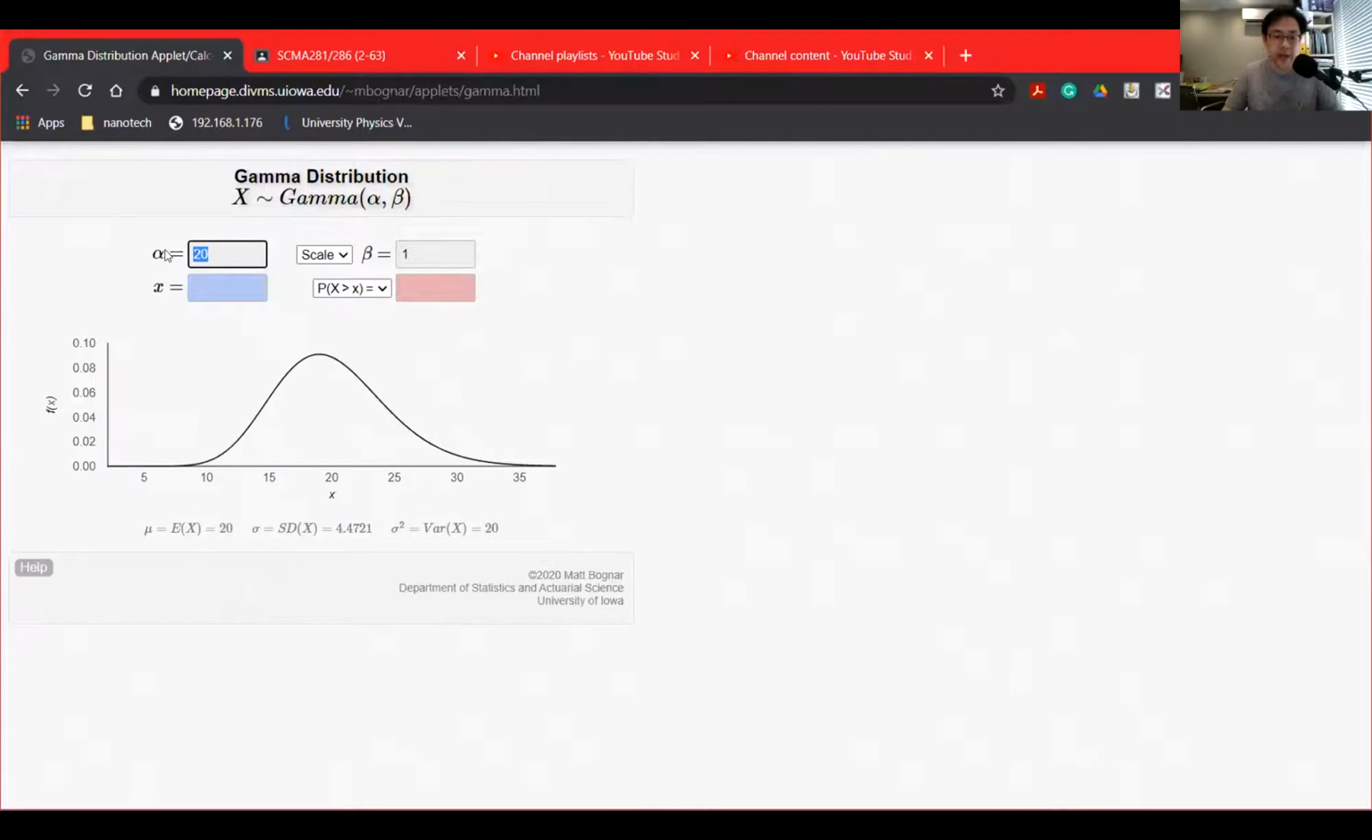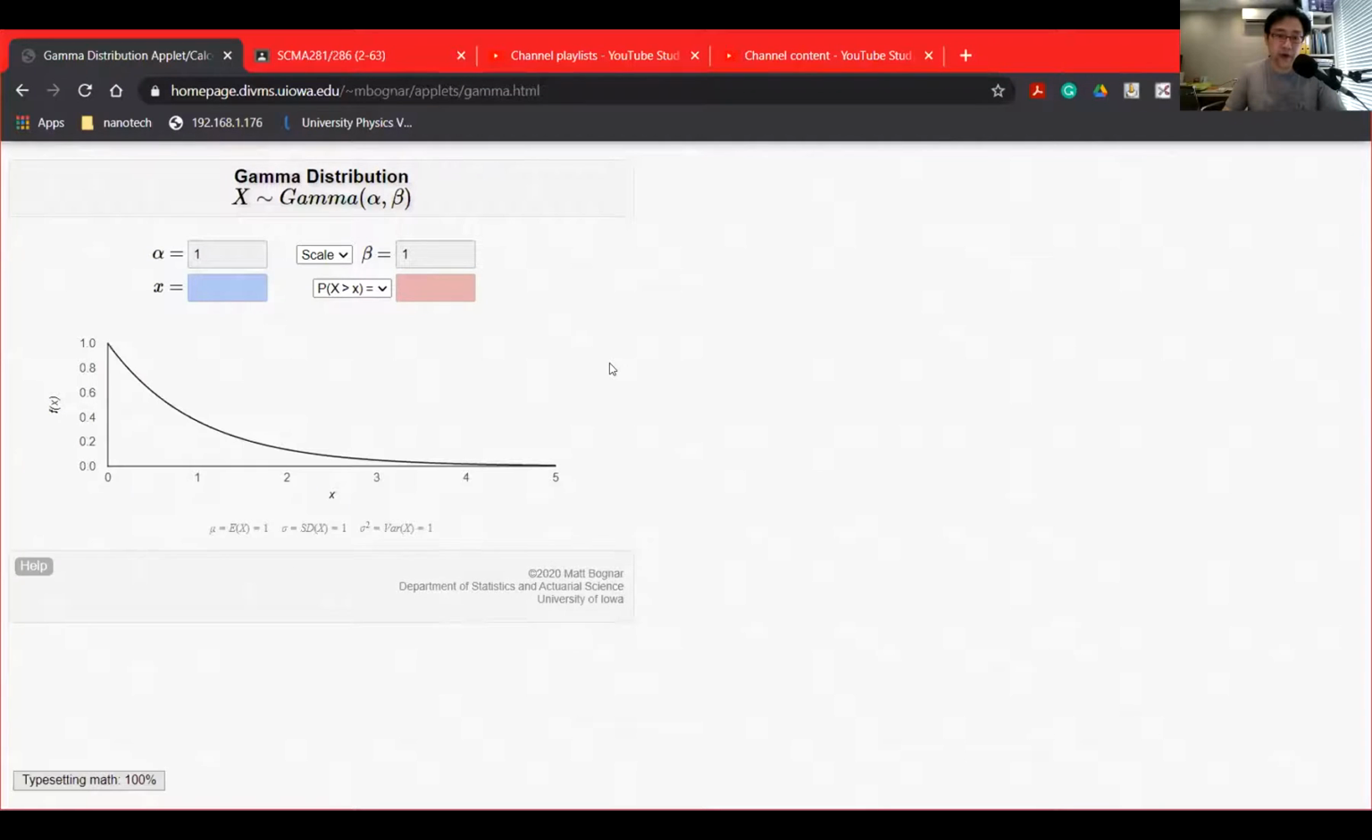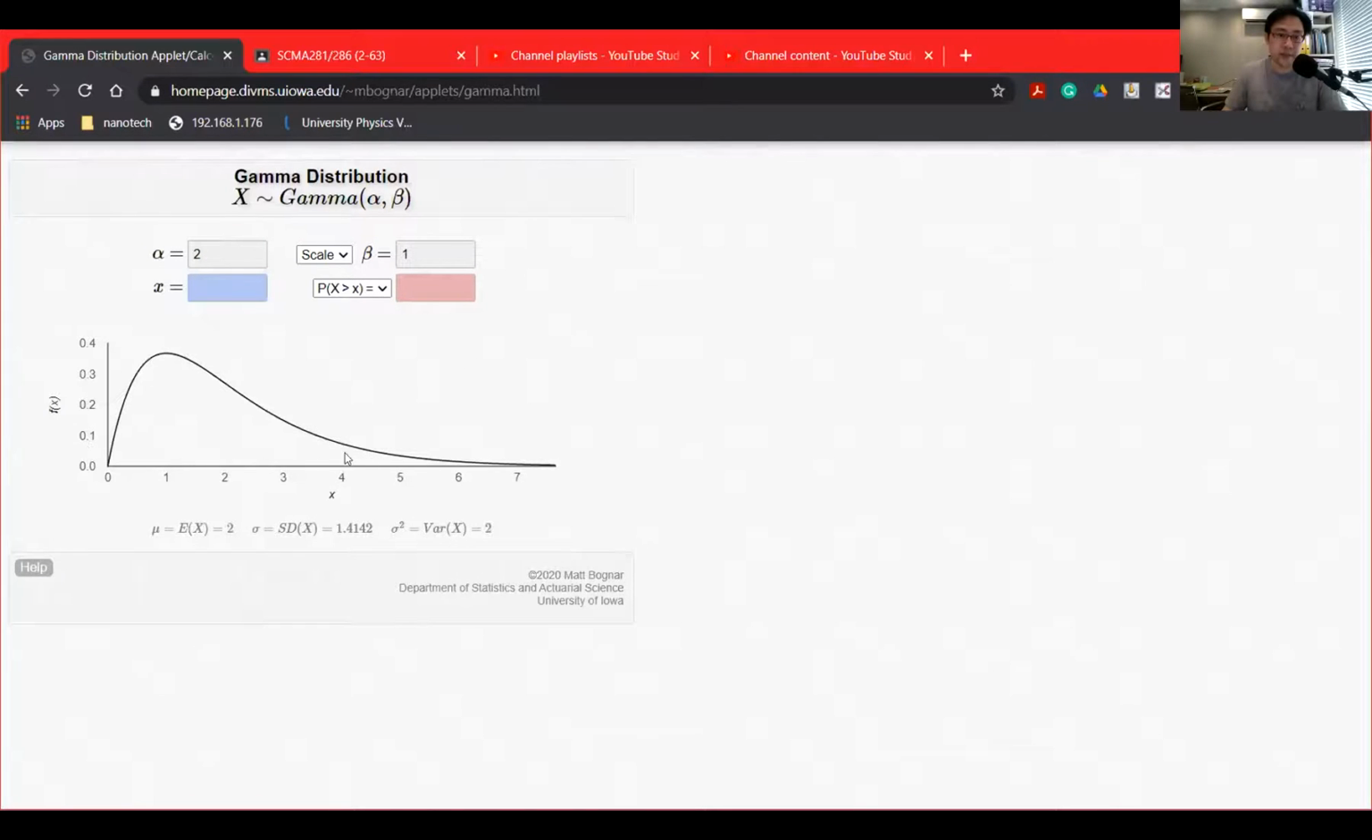Okay, so that's why changing the value of alpha changes the shape of the gamma distribution. That's why sometimes they name alpha the shape parameter, because different alpha give you different shape. And the beta, you can try that. Let me choose alpha to be 2. This is the shape for alpha equal to 2. And now you can change beta to 2, 3, 4, 5.